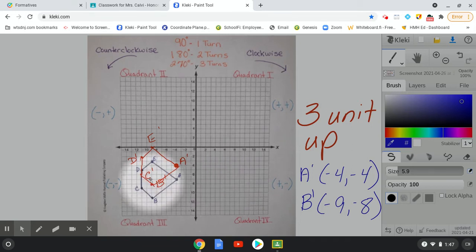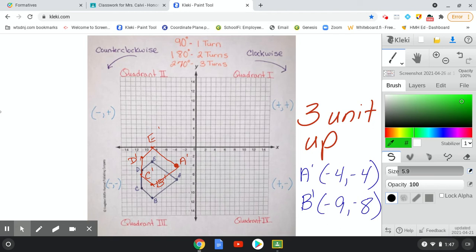Now, when you're done, if you notice, out of all 5 points, 4 of them land in quadrant 3. So any of these points that land in quadrant 3, so for example, D prime, C prime, B prime, and A prime should all be negative. If you notice, E prime lands on my axis, right? So one of those coordinates is going to be a 0. Is it going to be the X or the Y?